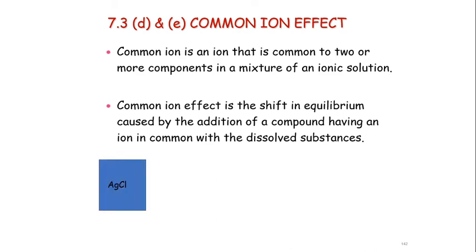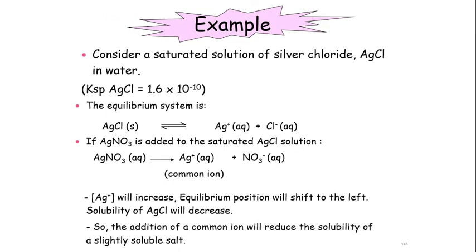Imagine we have a solution of AgCl. We add AgNO3 into the solution. If we look at the ions involved, we will notice that there is one common ion, which is Ag+. Consider that the silver chloride solution is a saturated solution. The dissociation equation can be written as AgCl produces Ag+ and Cl-.